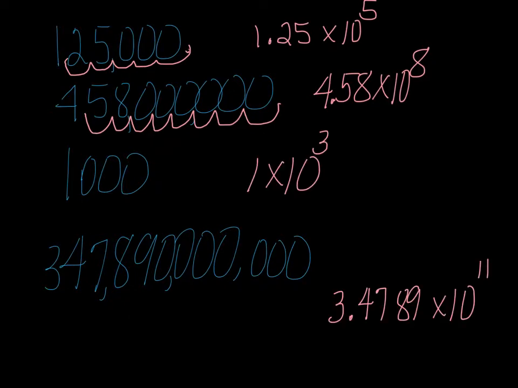All right. The first example that you did by yourself should have been 1 times 10 to the 3rd. And then the last example should be 3.4789 times 10 to the 11. Remember, when we are writing in scientific notation, we have to include all the non-zero digits. Okay? All right, so on the next slide, let's try some smaller ones.